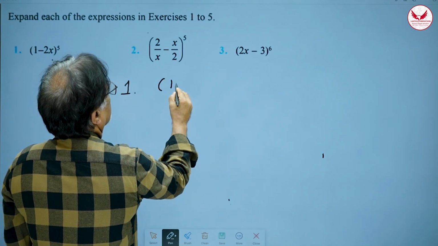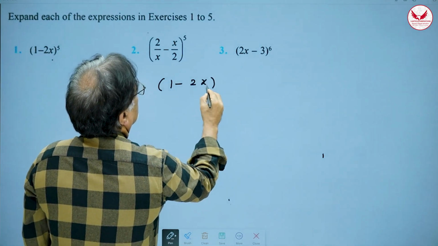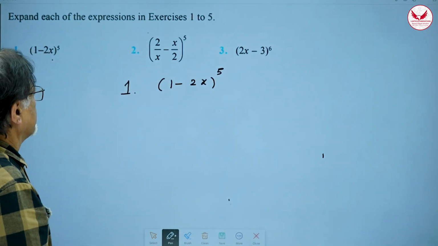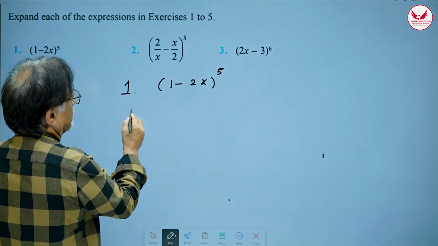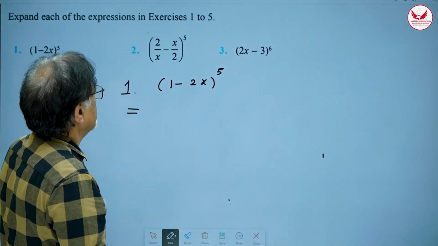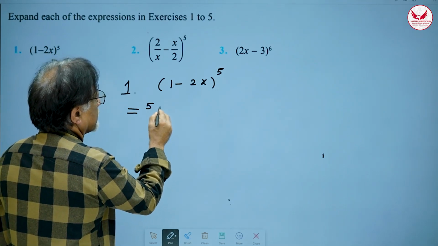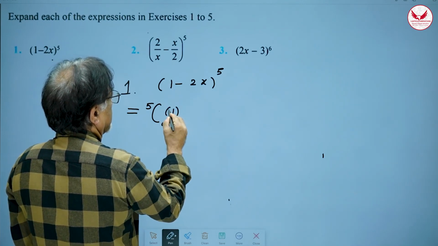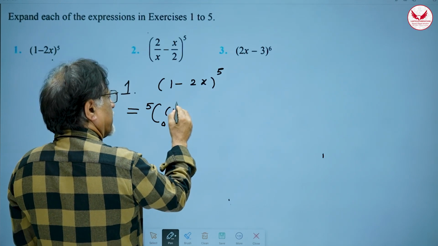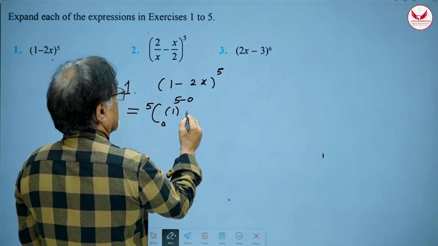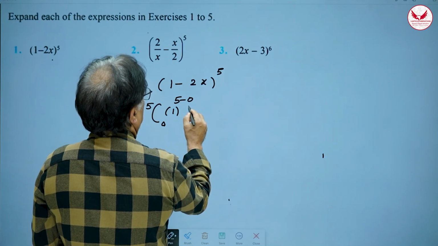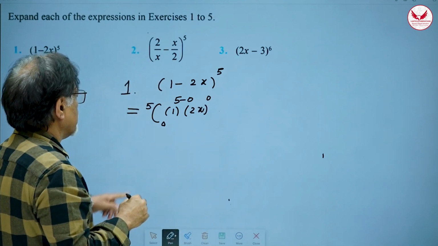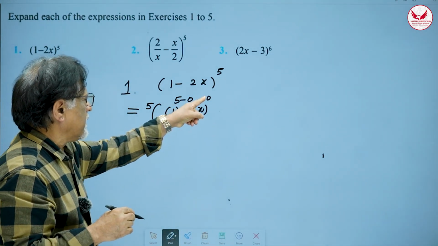The problem is (1 minus 2x) raised to 5. And the sign here is minus. So if I want to expand this, how would I start? I'll start with 5C0. The first term is 1, raised to 5 minus 0, and the second term is 2x, which will be raised to 0. Remember this 0 repeats here, here and here.